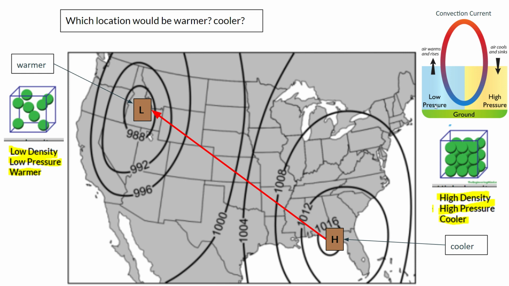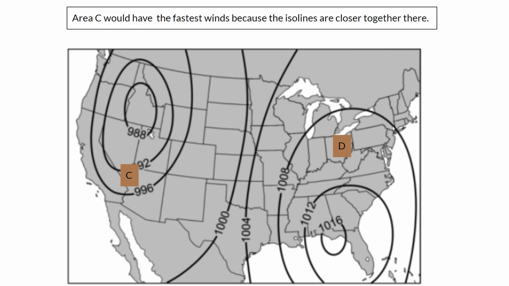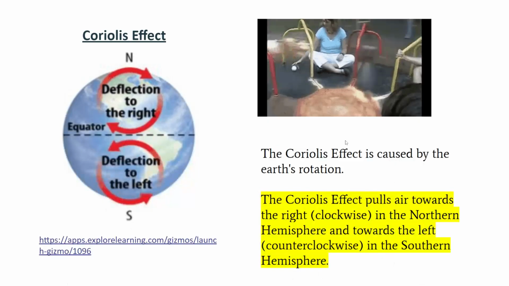Okay? This is a side view. This is a top view. Now, let's do a refresher. In which area do you think are the fastest winds? C or D? The correct answer is C. Remember, the closer the isolines are, the faster the winds are. Things move faster because your pressure, or your numbers, are changing much faster, right? So C would have higher or faster winds, D would have slower winds.